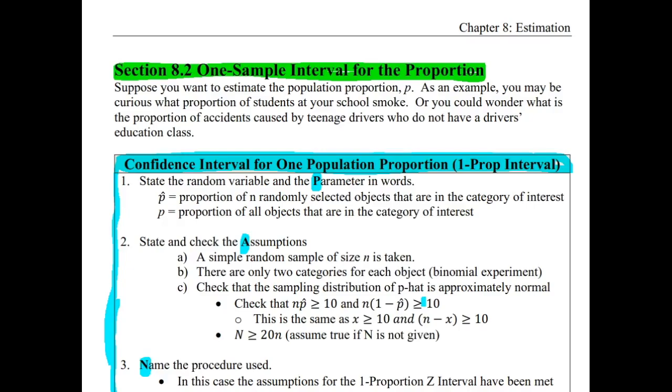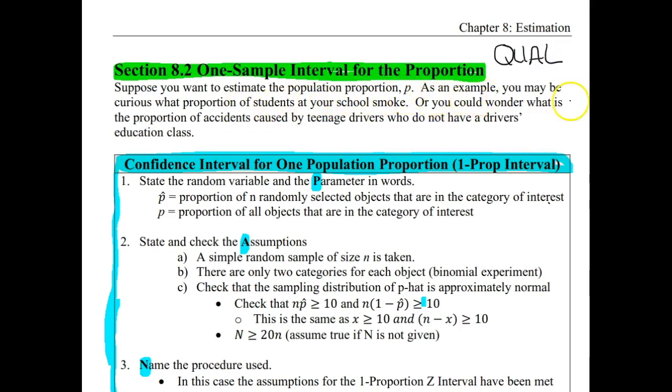All right, so in Section 8.1, we just got the basics and the introduction with some new terminology for these confidence intervals. In Section 8.2, we're going to specifically look at a one-sample interval for the proportion. So in this section, we are going to be dealing with qualitative data. So suppose you want to estimate the population proportion p.